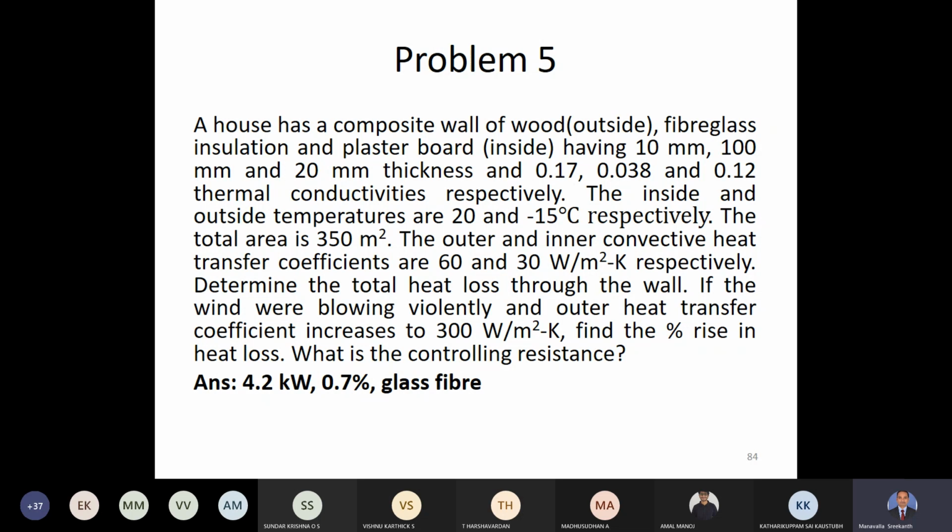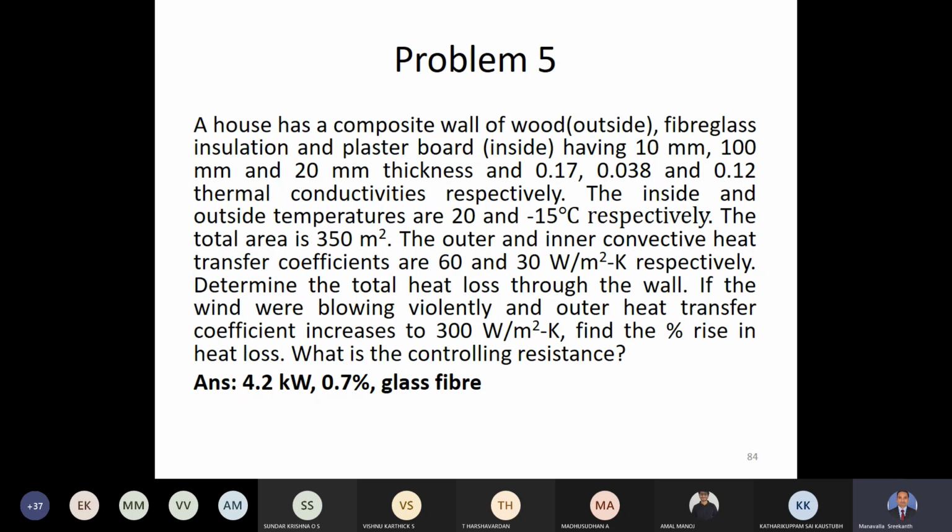The inside and outside temperatures are 20 and minus 15 degrees Celsius respectively. So the temperatures of the outer and inner extreme ends are given. The total area is 350 meters square. The outer and inner convective heat transfer coefficients are 60 and 30 watt per meter square Kelvin respectively. Determine the total heat loss through the wall. If the wind were blowing violently and the outer heat transfer coefficient increases to 300 watt per meter square Kelvin, find the percentage rise in the heat loss.